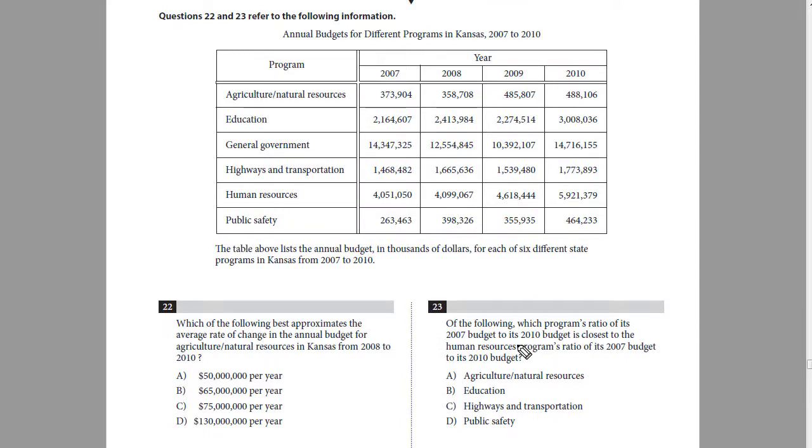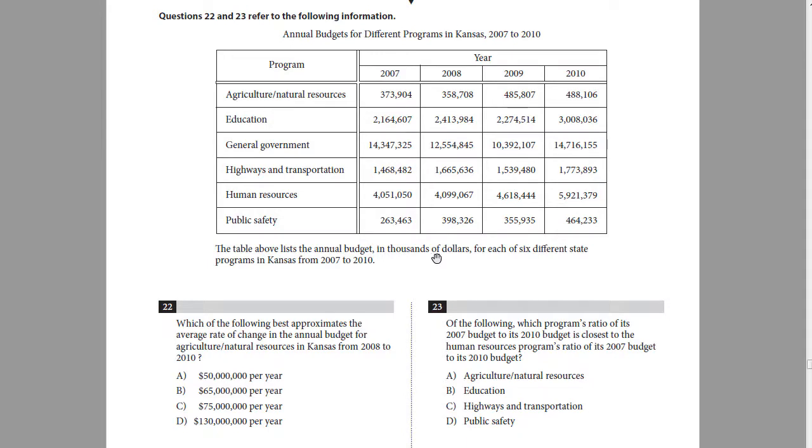Question number 22. Which of the following best approximates the average rate of change in the annual budget for agriculture, natural resources and Kansas from 2008 to 2010? So here we have the options, but first of all we are given a table, so we will look at that table. This table is about the annual budgets for different programs in Kansas from 2007 to 2010.